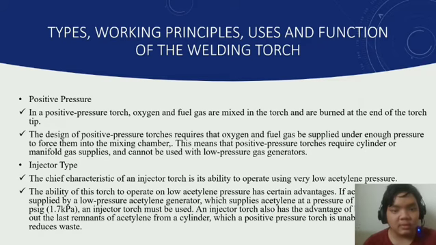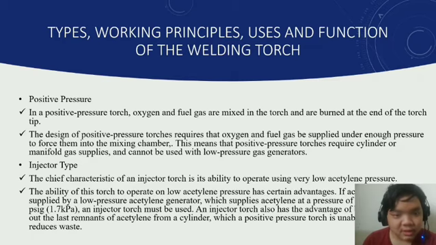The design of positive pressure torches requires that oxygen and fuel gas be supplied under enough pressure to force them into the mixing chamber. This means that a positive pressure torch requires cylinder or manifold gas supply and cannot be used with a low pressure gas generator. Second, the injector type.